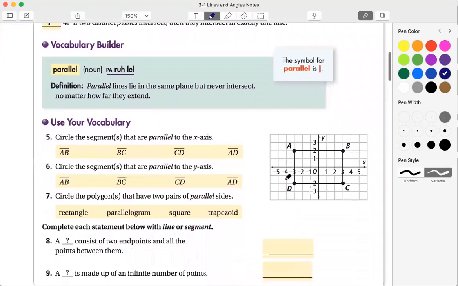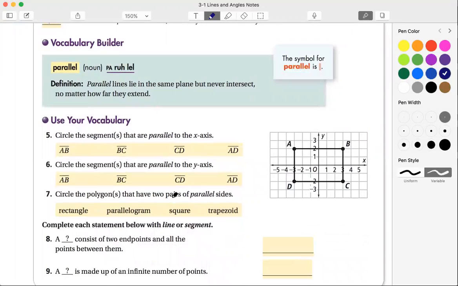Okay, so we're going to use our vocabulary here. In number 5, we're going to circle the segment that is parallel to the x-axis. So here is the x-axis along this. Which segment? AB, here's AB, BC, CD, or AD are parallel to the x-axis. Well, AB is parallel to the x-axis, and CD is parallel to the x-axis.